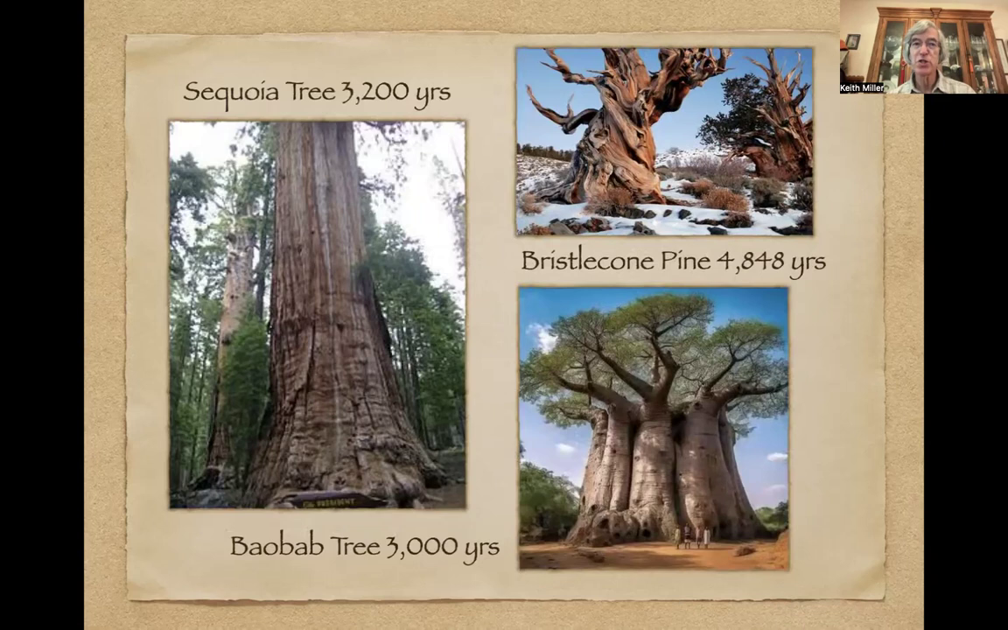So here are just some illustrations of those. There's sequoia trees up to about 3,200 years old. Bristlecone pines are probably one of the oldest trees in the world. They get well over 4,000 years old. Baobab trees are very hard to date. They don't have as good a tree ring record as other types of trees, but they're estimated to be on the order of 3,000 years old.